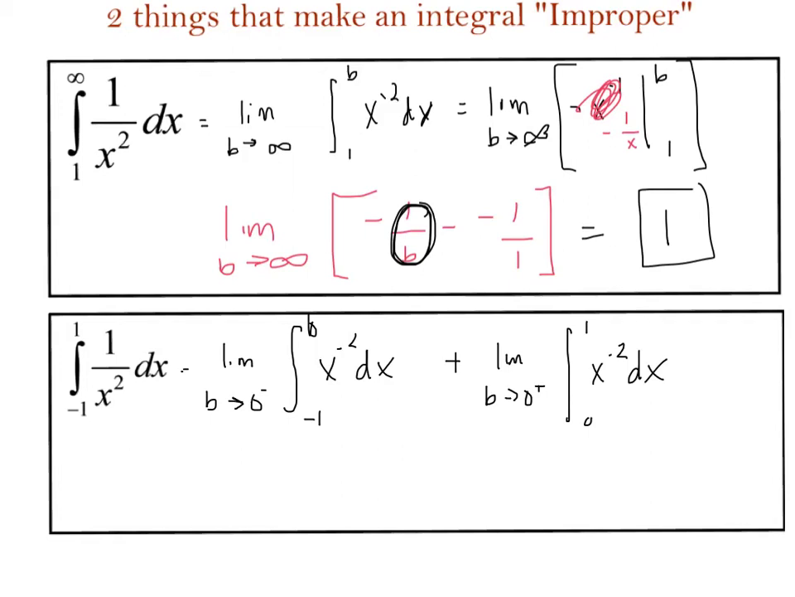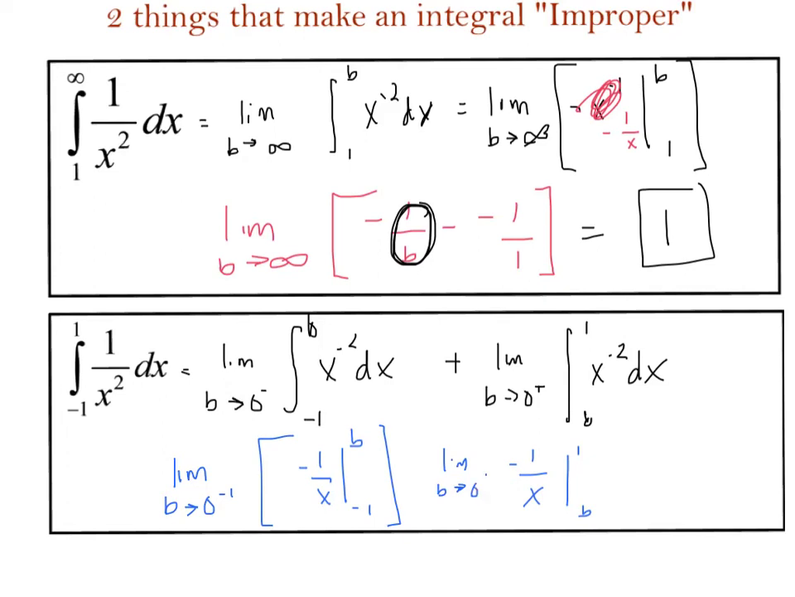Of course we have the same antiderivative because it's the same function. So it's going to be negative 1 over x evaluated at b and negative 1, and negative 1 over x evaluated at 1 and b. I accidentally wrote a 0 there. And again, we're still taking the limit as b approaches 0, from the positive side for this one.